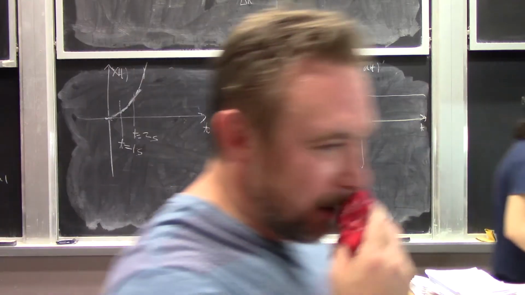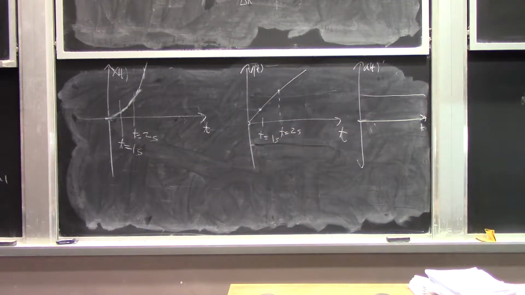Okay, so what are we thinking, guys? What are we thinking? So, if we were going to plot what the slope looked like for different times, right? How would this look?